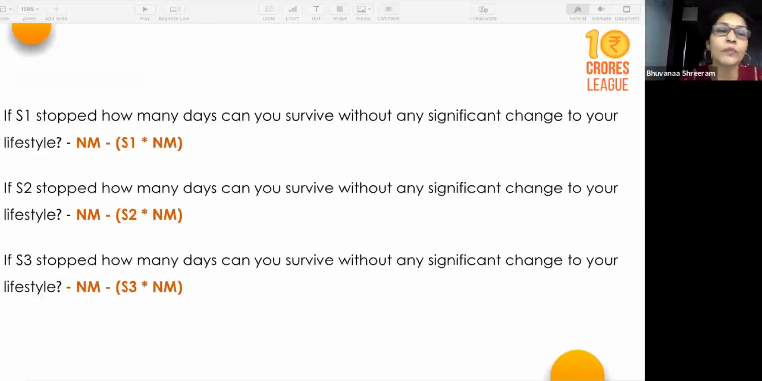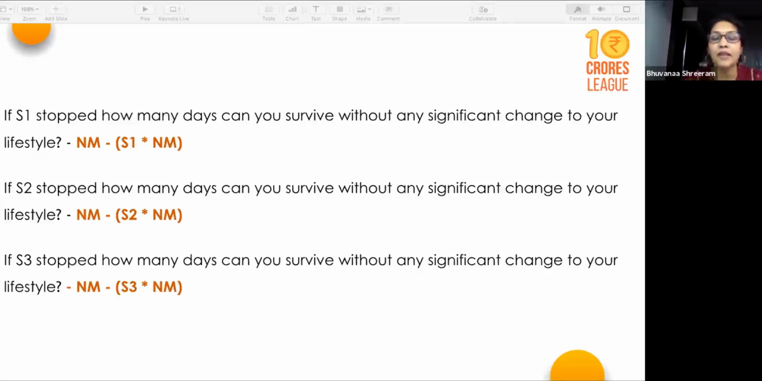Okay, let's assume that there are three sources of income. One is my income, S1. Another is my spouse's income, S2. And let's say S3 is rental income. My contribution to my family's income is, let's say, 10%. And let's say my spouse's contribution to the family's income is 60%. And the rest of it comes from rental income.